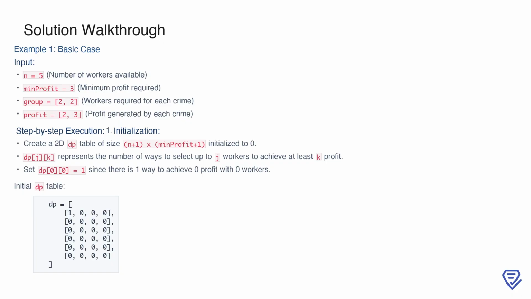The table at this stage looks like this: the first row starts with a 1 in the first column, and all other cells are 0. This initialization sets the foundation for our calculations as we start processing the crimes one by one.